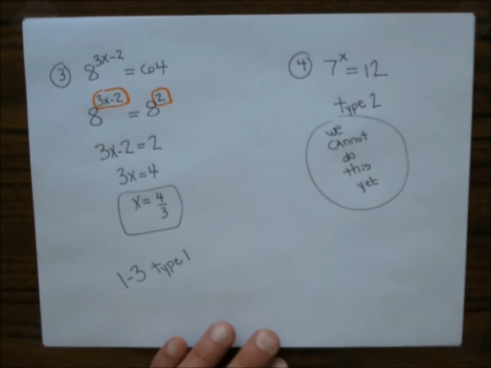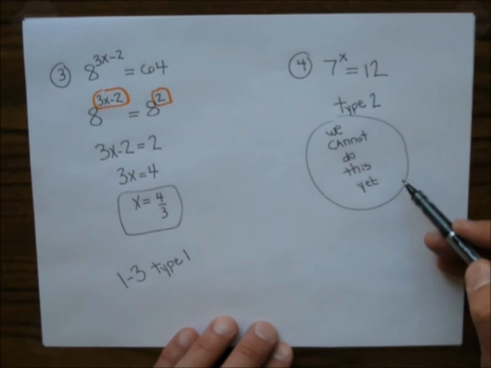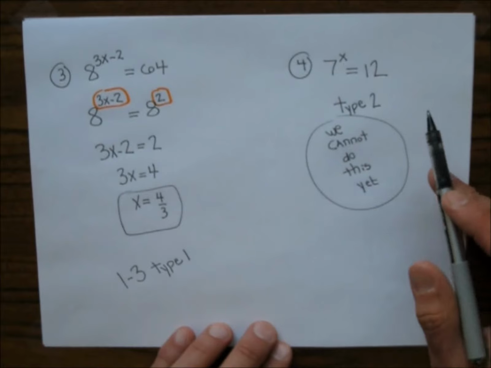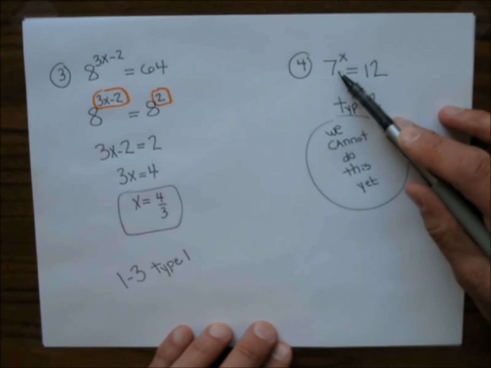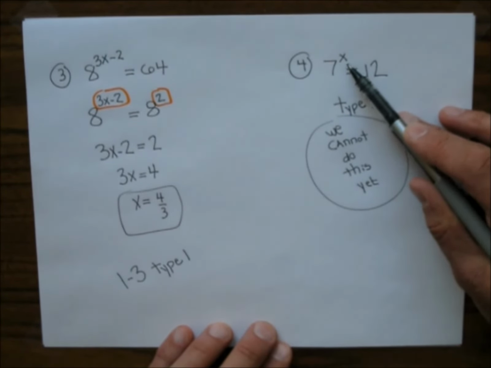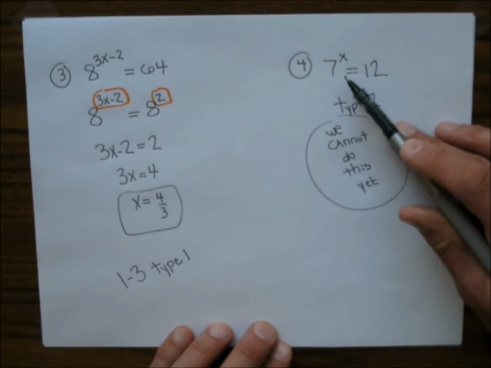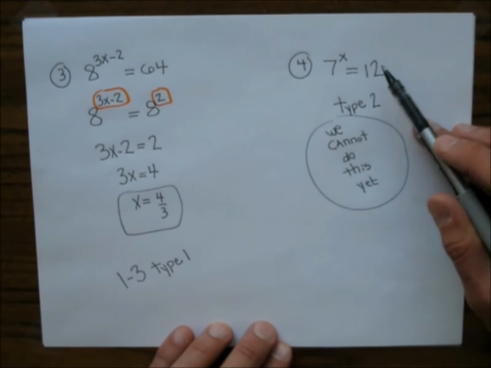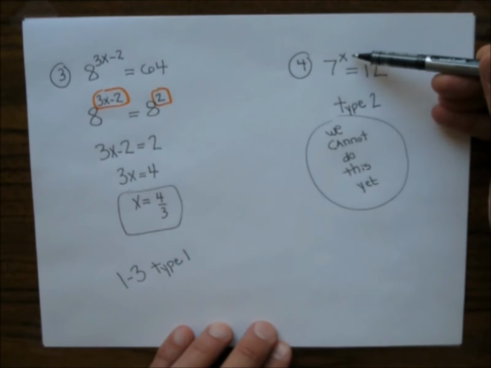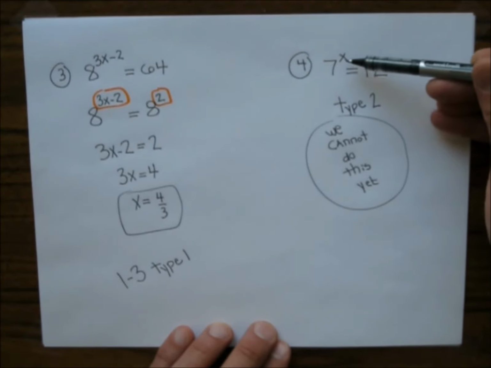Okay, well, this frustrated people throughout the years, and in the 1600s, someone named Napier came along, and he said, well, there is actually a real number that would make this work. 7 to the x equals 12 does have a number that makes it work. That number is between 1 and 2, because 7 to the 1 is 7, and 7 to the 2 is 49. So there is a number between 1 and 2 that would make that work.